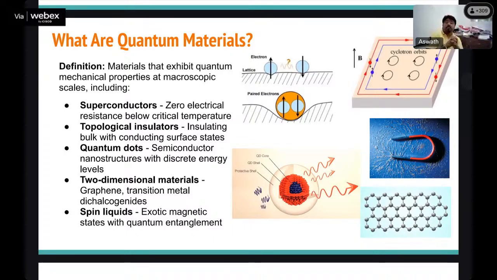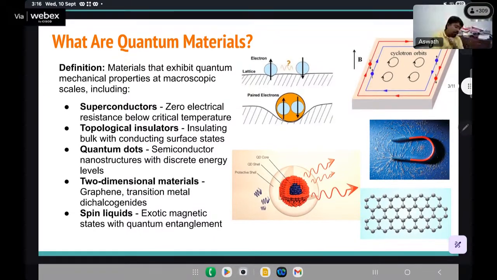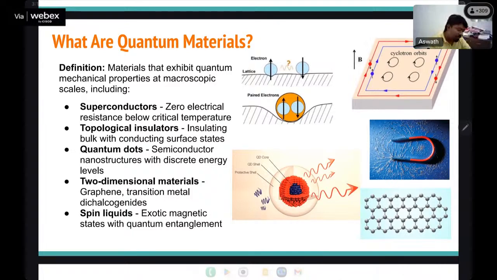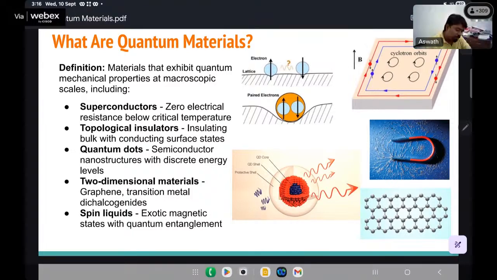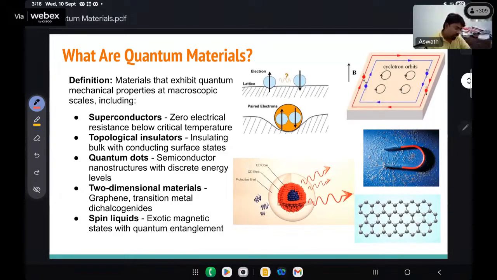So what are these materials? Let me list down a few. On the right you have figures one by one, and I'll show you what those things are. I can point them out here. Let me see on the PDF.